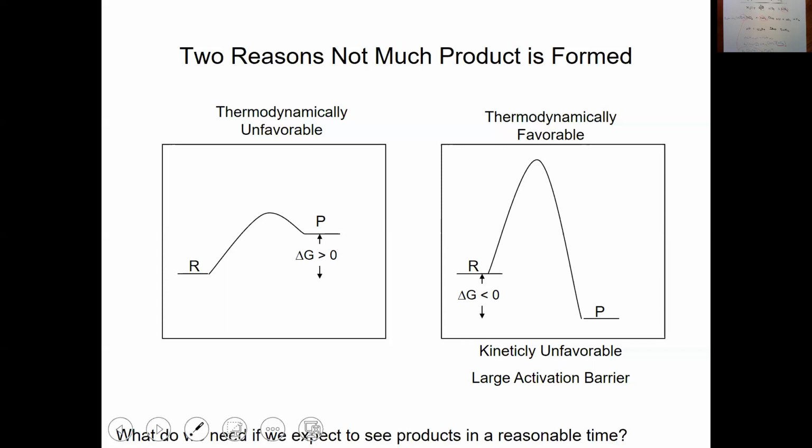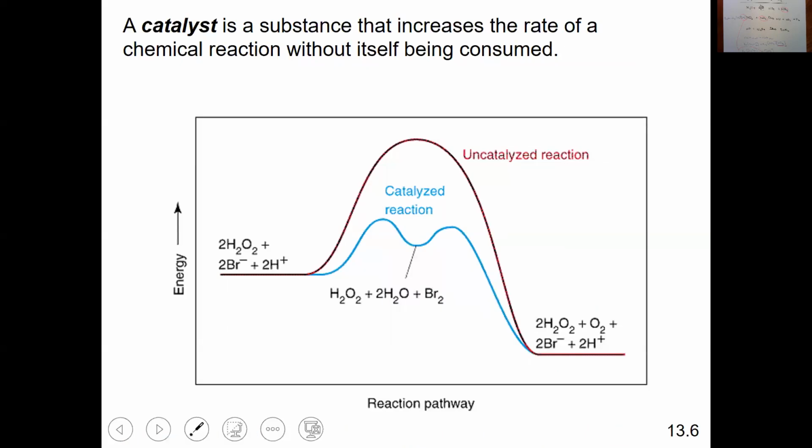So in order to get some product in a reasonable amount of time, you need it to be thermodynamically favorable and kinetically favorable. You need it to have a negative delta G, and it needs to have a small enough activation barrier to overcome. One way that you can speed up reactions is by adding a catalyst. If a reaction has too high of an activation barrier, you can frequently add a catalyst that will lower the activation barrier. A catalyst is a substance that increases the rate of a reaction without itself being consumed.